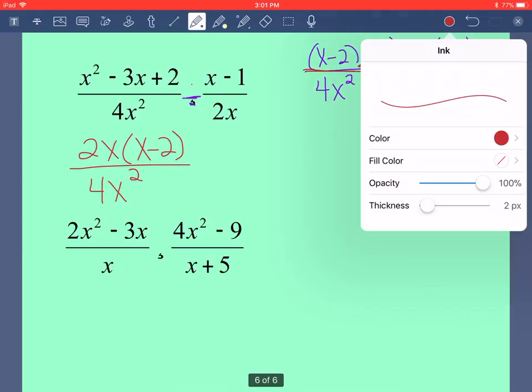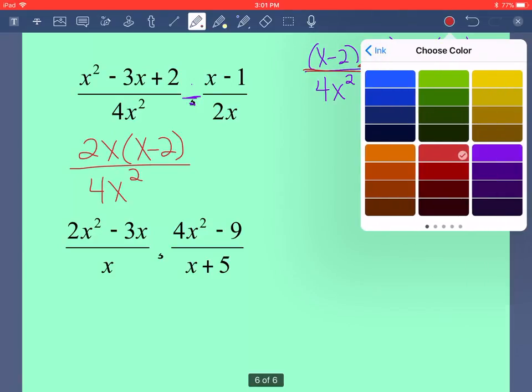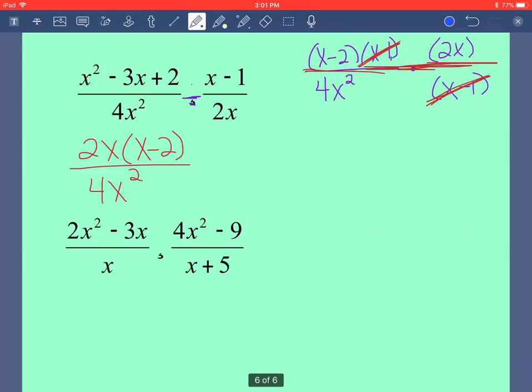So let me do that. So I'm simplifying both by 2. So the 2 is now a 1, the 4 is now a 2. And then I have an x and an x squared, an x in the top and an x squared in the bottom. So I'm going to simplify each by an x. So this x is now 1. This x squared is just now a 1x. So this all simplifies to be x minus 2 over 2x.